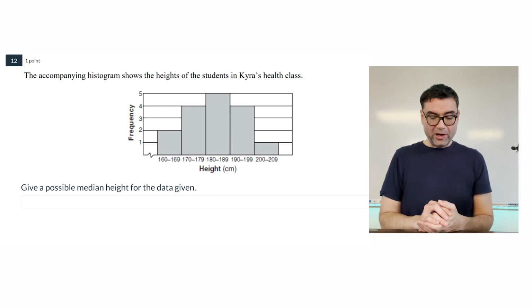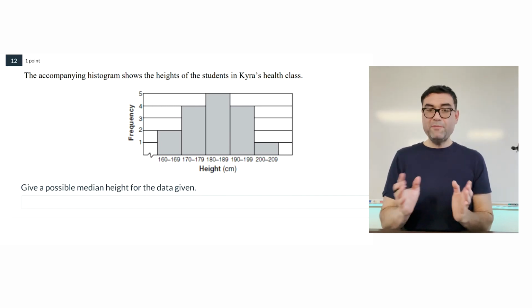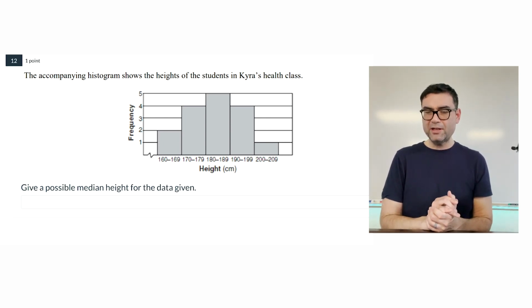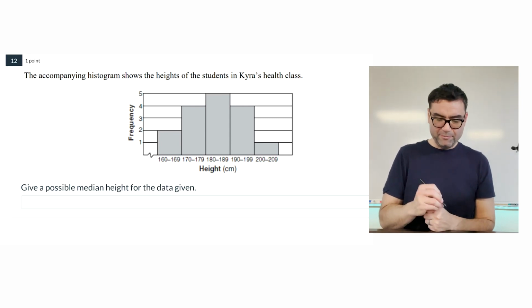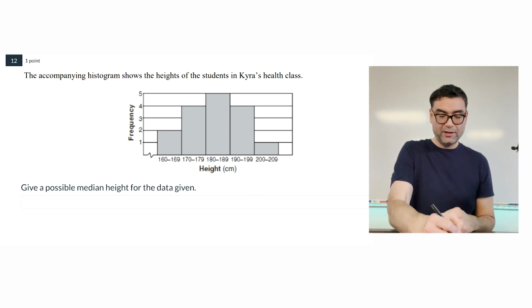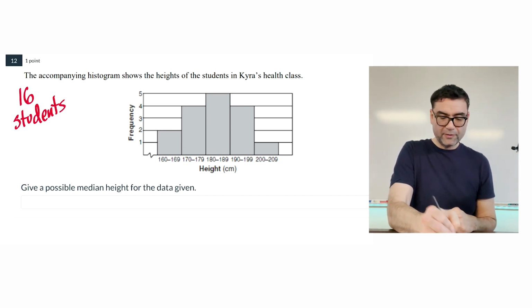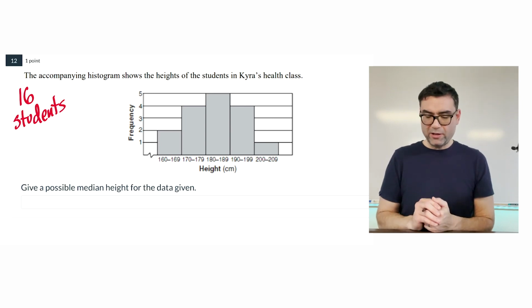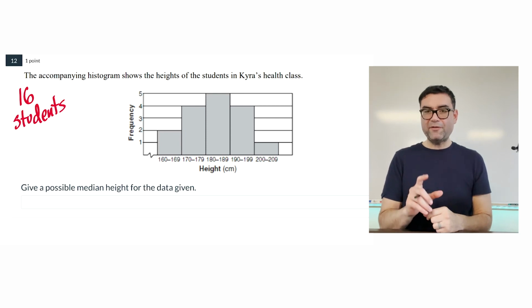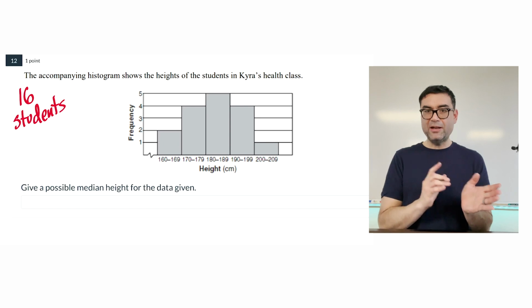Okay, lastly, give a possible median height for the data given. So median would be the middle of our data if it was all written out. But in a histogram, we don't have any data written out. So this is a very strange question. But from a previous question, we did ask how many students there were. There are 16 students in the class. So how can I use this information? Well, if there's 16 students, half would be below the median and half would be above the median. So that means half and half, there should be 8 and 8 on either side of the median.